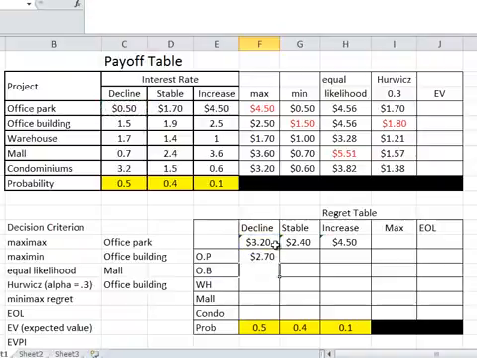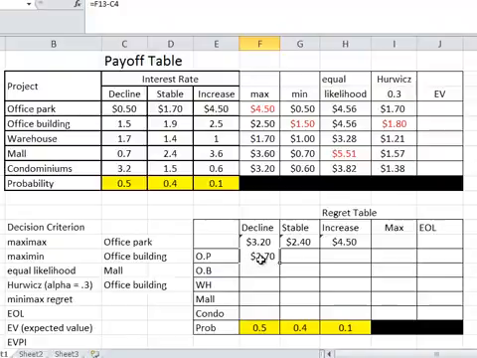So the regret for Office Park when interest rate goes down is $2.7 million. The best possible outcome is 3.2. How much do we actually get? 0.5. The difference between the two is the definition of regret. In this case, it's $2.7 million.